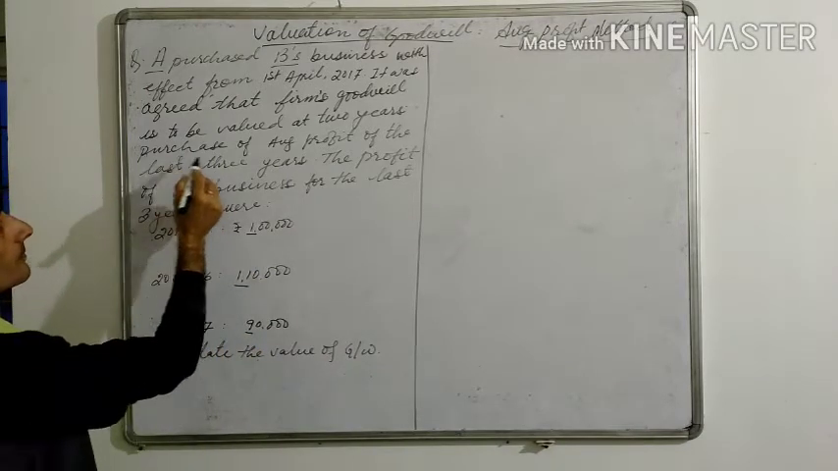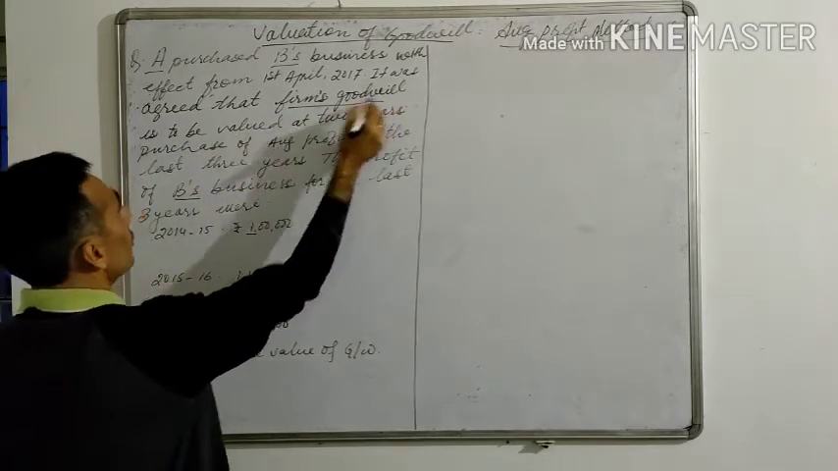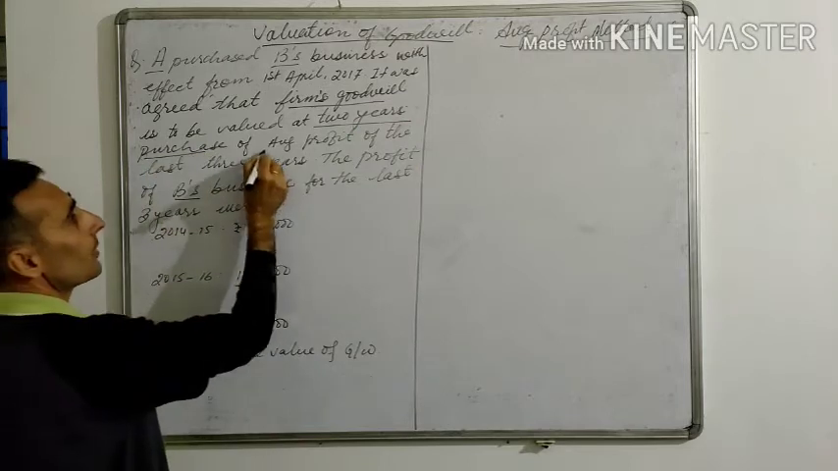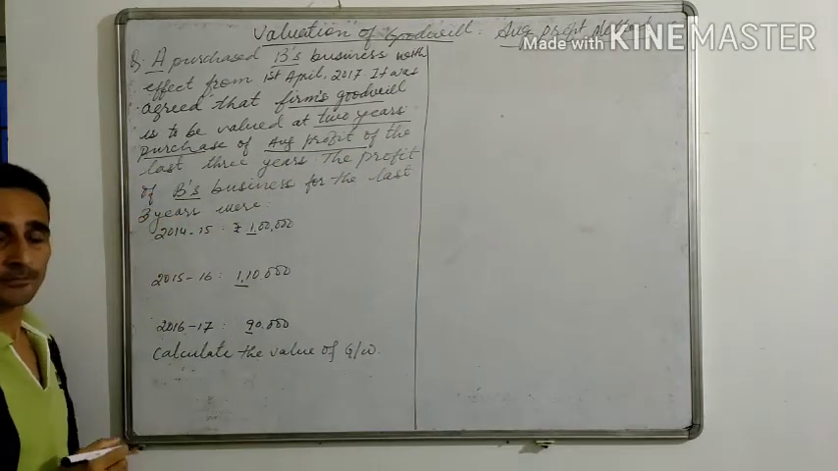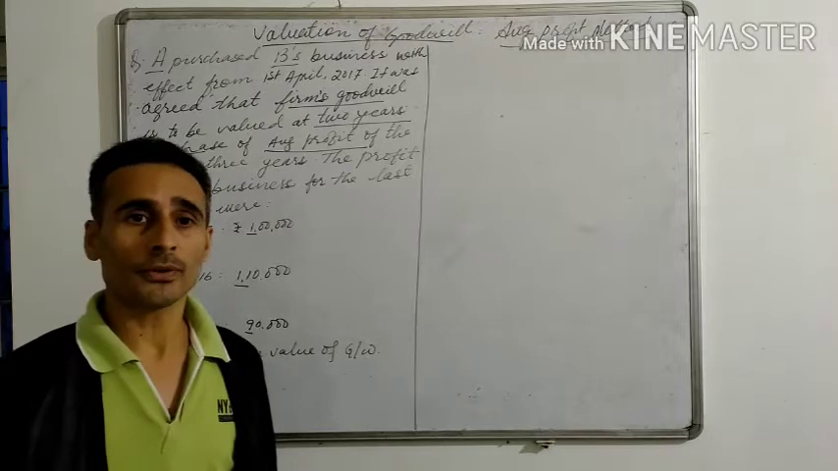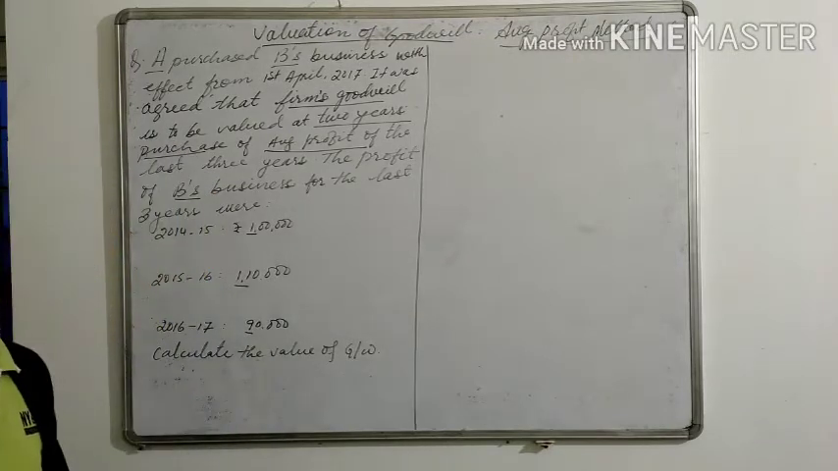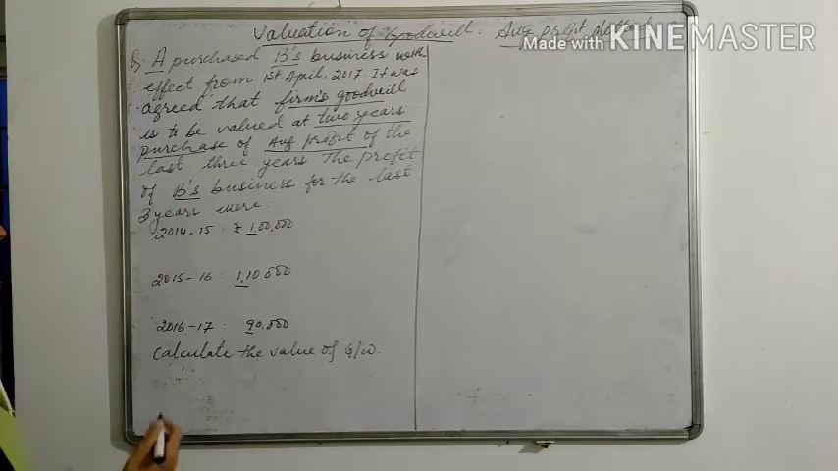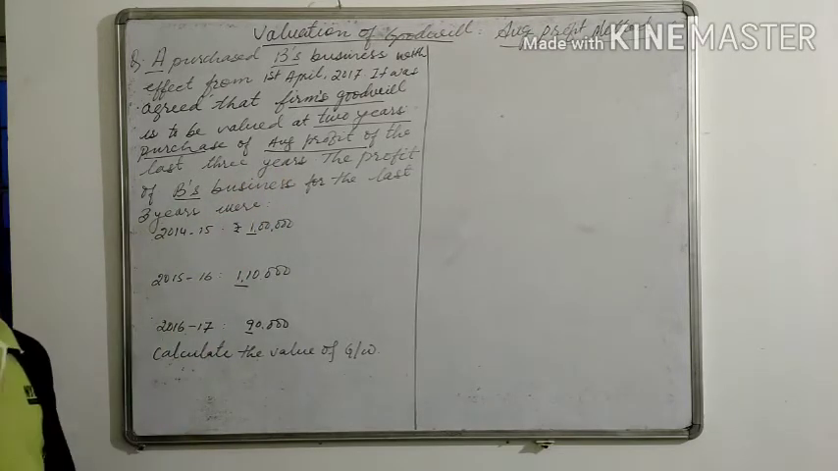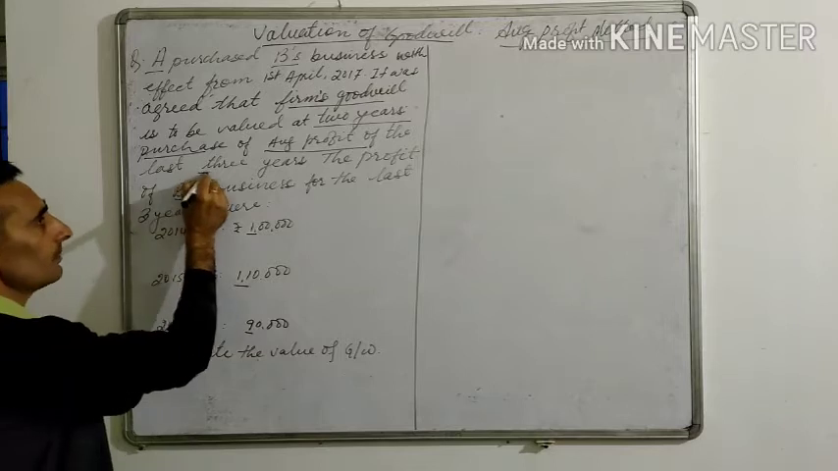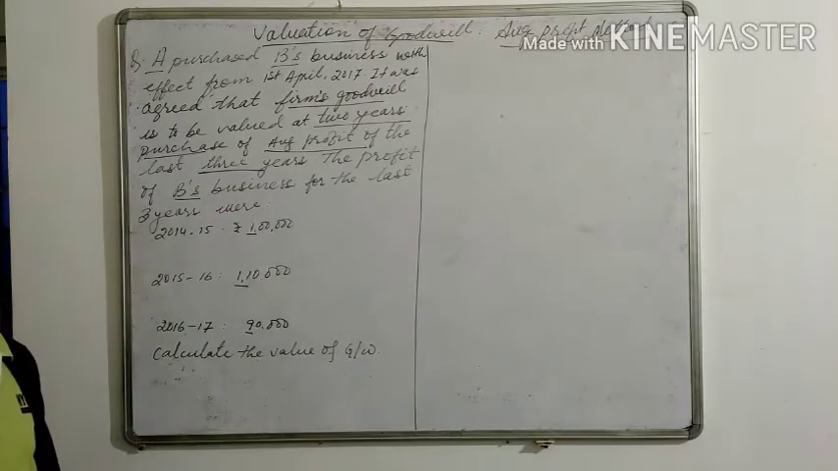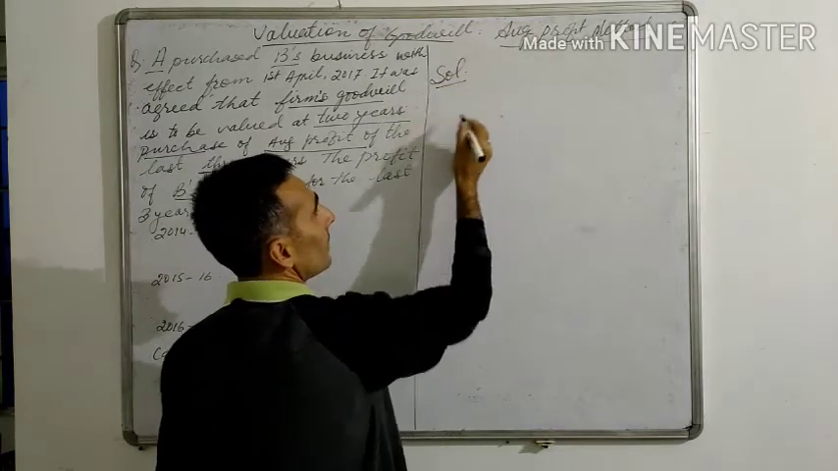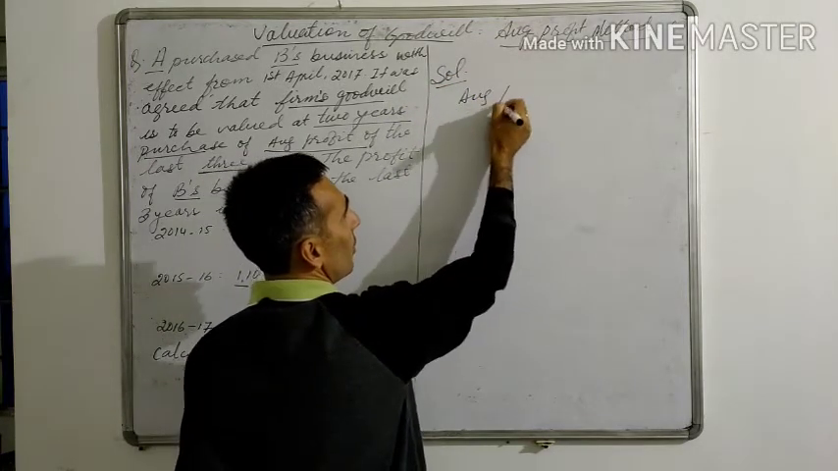Now, the firm's goodwill is valued at 2 years purchase of average profit. 2 years purchase of which profit? Average profit. So here we have to follow the average profit method. And average profit of how many years? Average profit of 3 years, the last 3 years. So the solution here: you need to calculate the average profit.